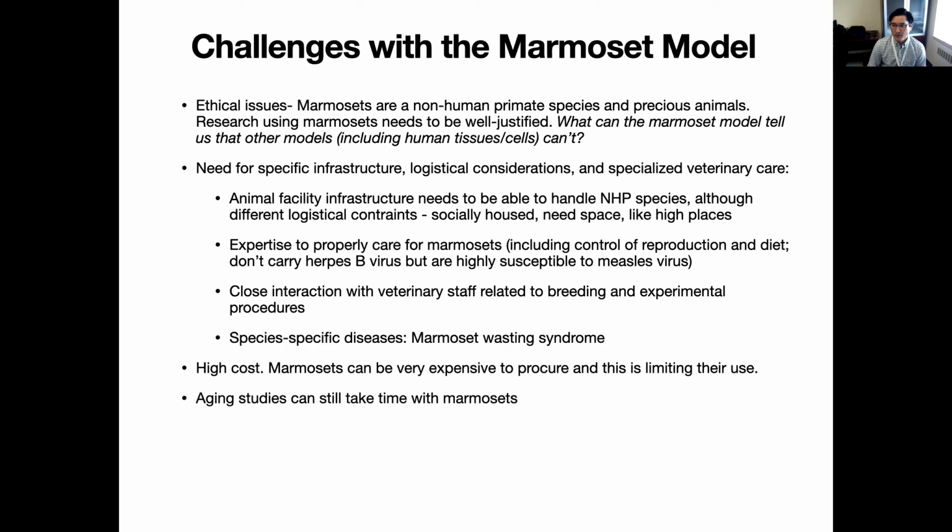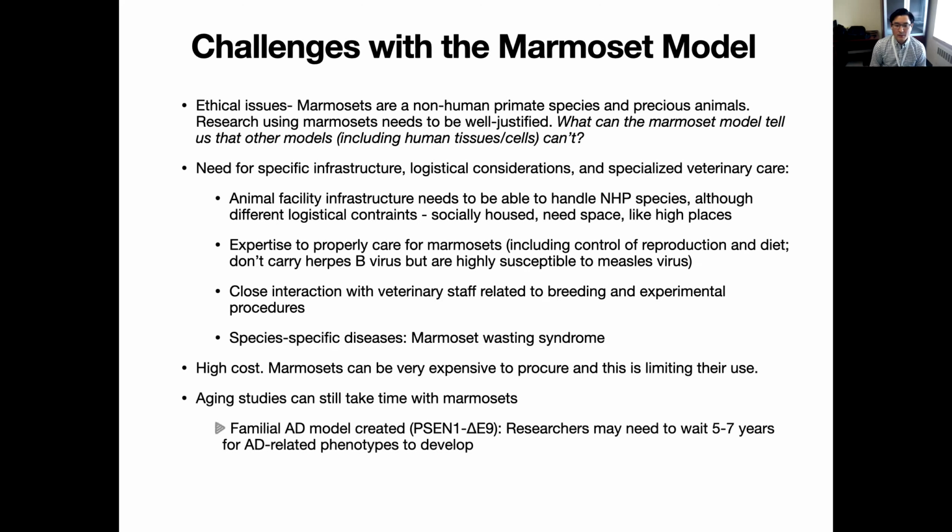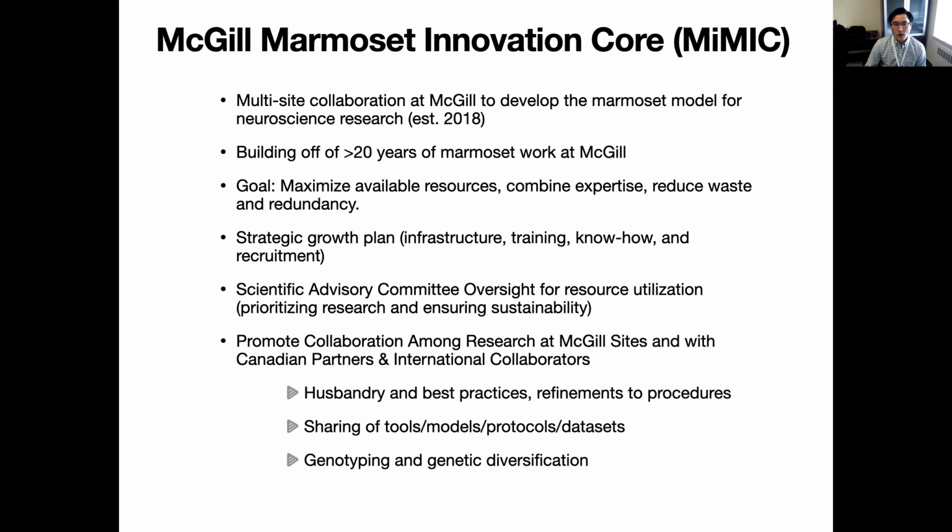And one last thing about marmosets: certain types of studies involving aging could take time. Marmosets can live over 10 years of age. So if you're looking at, for example, marmoset models of Alzheimer's disease, like the one created by Erika Sasaki's group, you may need to wait 5 to 7 years to see Alzheimer's disease phenotypes emerge. It's not like in a rodent model, where you can see disease phenotypes emerge within 6 months to a year. So just something to consider. Careful planning and coordination is really required.